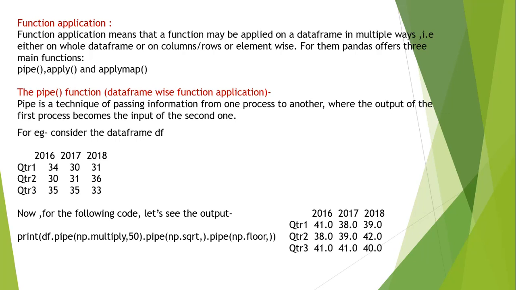It will provide you the data frames with these values. Now you can see the columns are the same, the rows are the same, the elements have been changed. First of all, let's take an example for the 34, which is in the QTR1 and 2016 column. Then 34 is to be multiplied with 50, which results in 1700. Then this 1700 is to be square rooted, so it will give you some result around 41 point something.